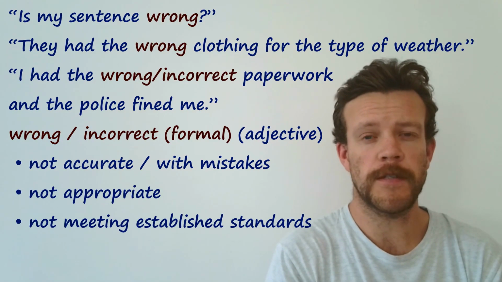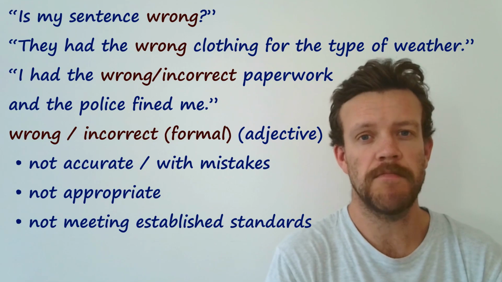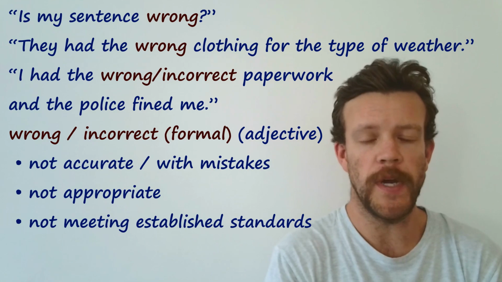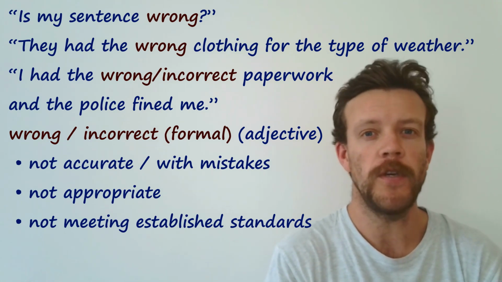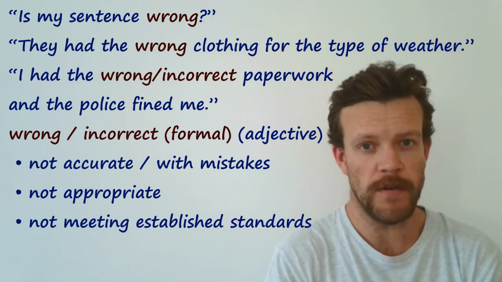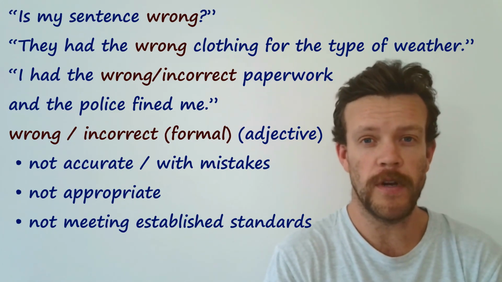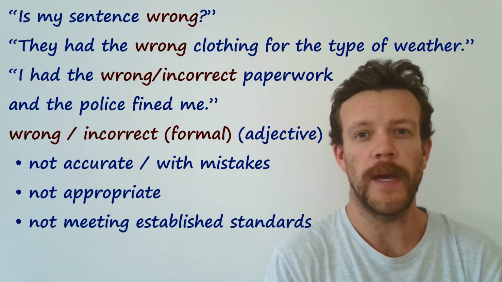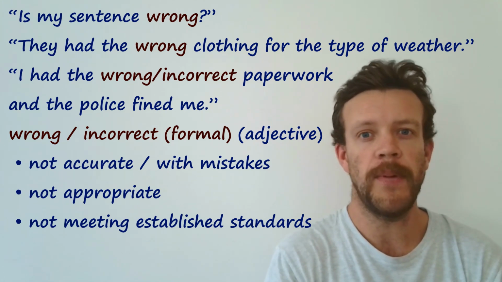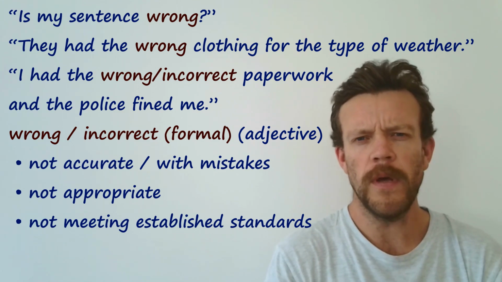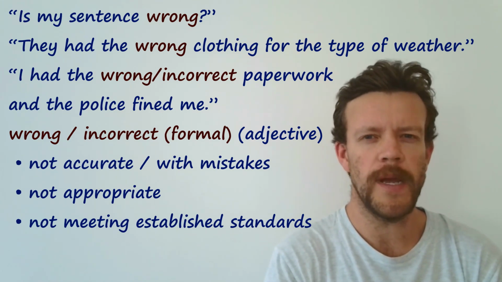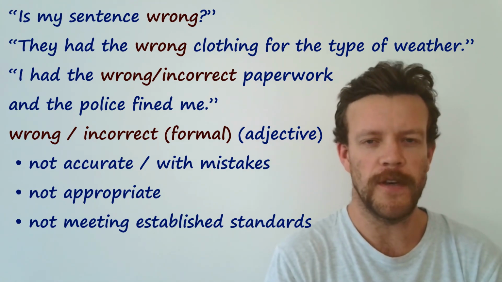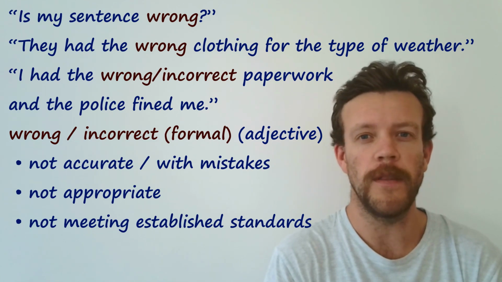The opposite of those, not accurate with mistakes, not appropriate, or not meeting the established standards, wrong or incorrect. So you could ask, is my sentence wrong? They had the wrong clothing for the type of weather, or I had the wrong, incorrect paperwork in my car and the police fined me. What I would say is correct, incorrect, probably slightly more formal, so it sounds a bit strange for those first 2. The last one is fine though.